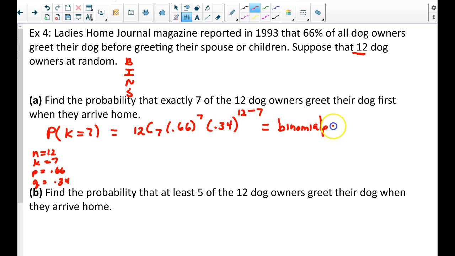So in this case, it's binomial PDF. N is, in this case, 12. I should write the command out just so you could see what it is. It's N, P, and I'm going to write out K. So it's going to be N, P is 0.66, and K is 7.